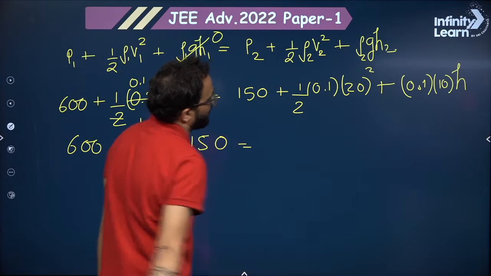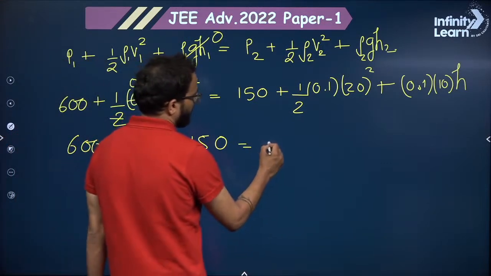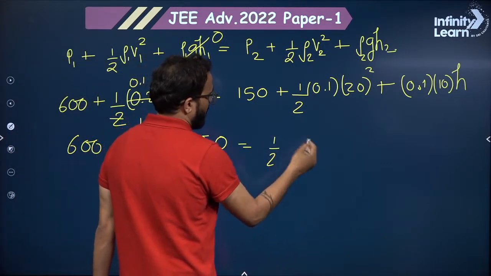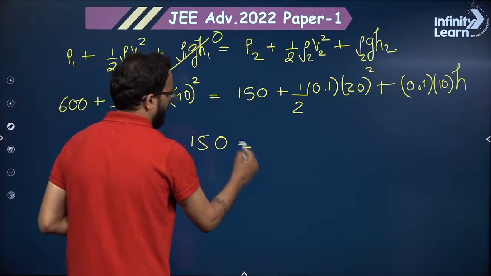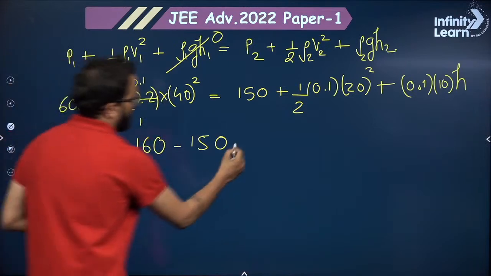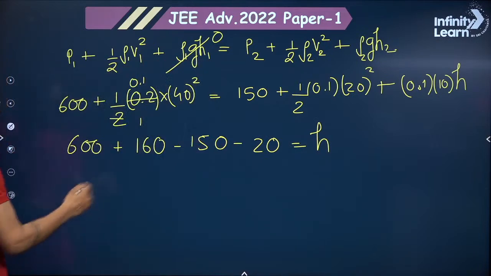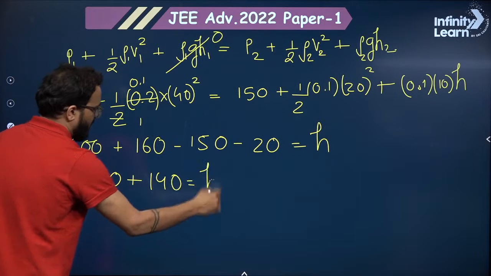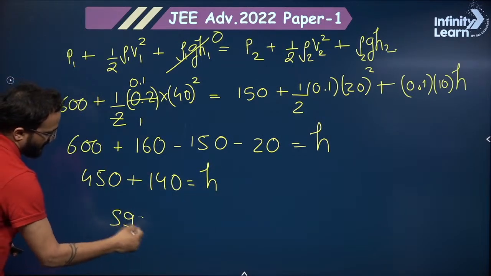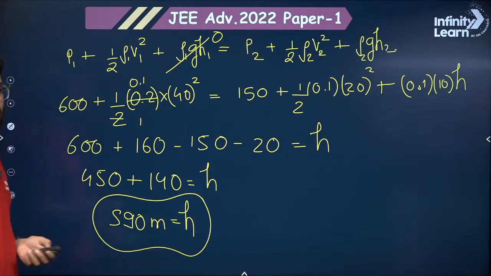Okay, have I missed anything? Half rho 2 V2 square. Rho 2 is 0.1 only. Okay, so it will be 1 by 20. So it will be 20 only, right? So this will be minus 20 is equals to h. Now what is this? 450 plus 140 is equals to h, which is 590 meters. Cool. So we have got the answer 590 meters.